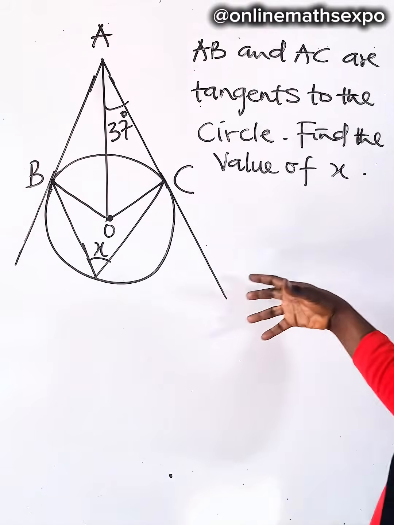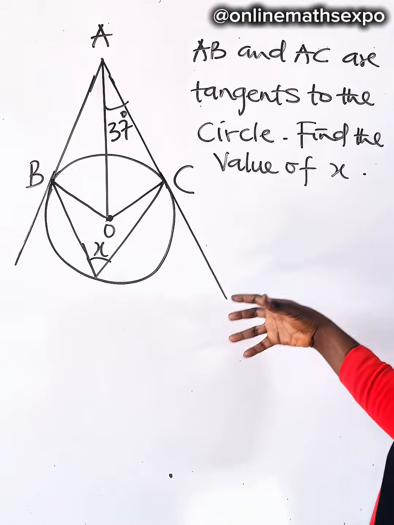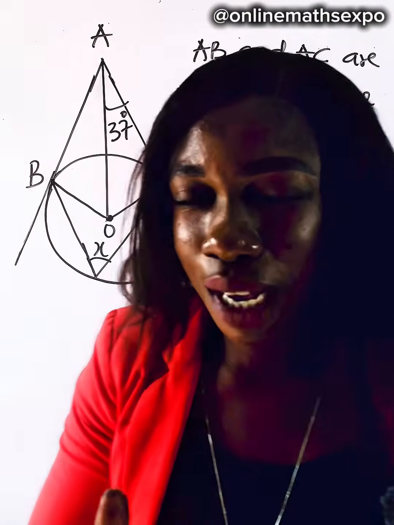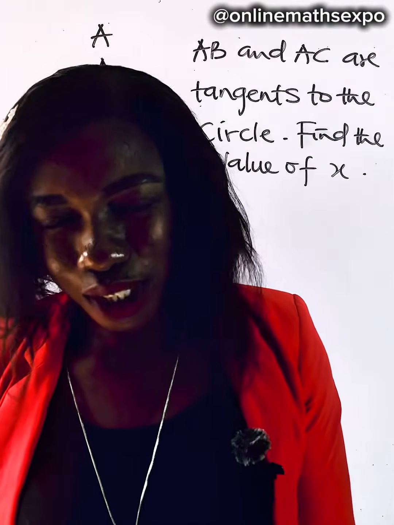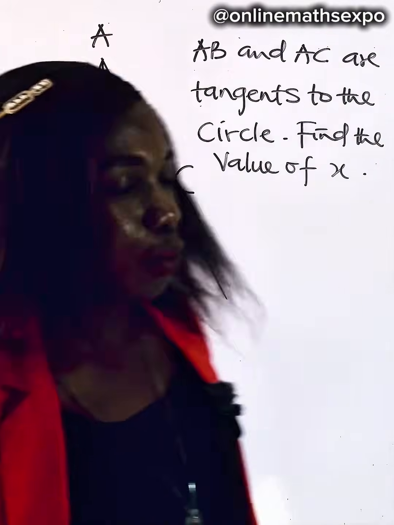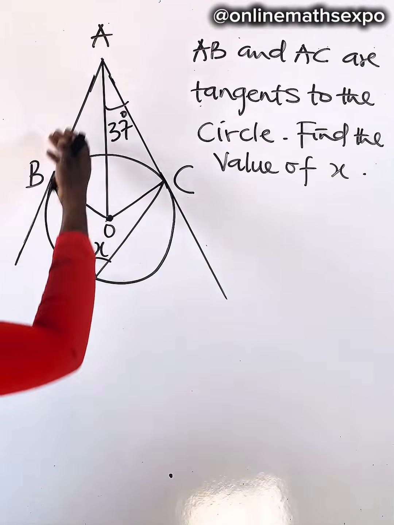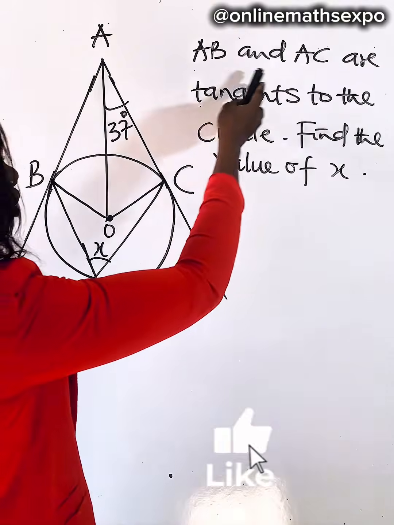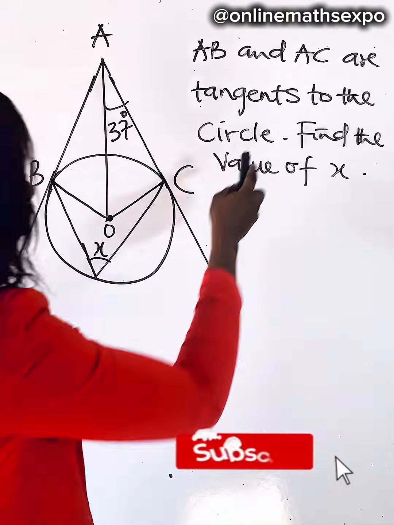To solve this geometry challenge, all you need to do is to remember some circle properties or theorems. Don't worry yourself, I'm going to help you to do that. Let's read the question first. We are given this circle and we are told AB and AC are tangents to the circle.